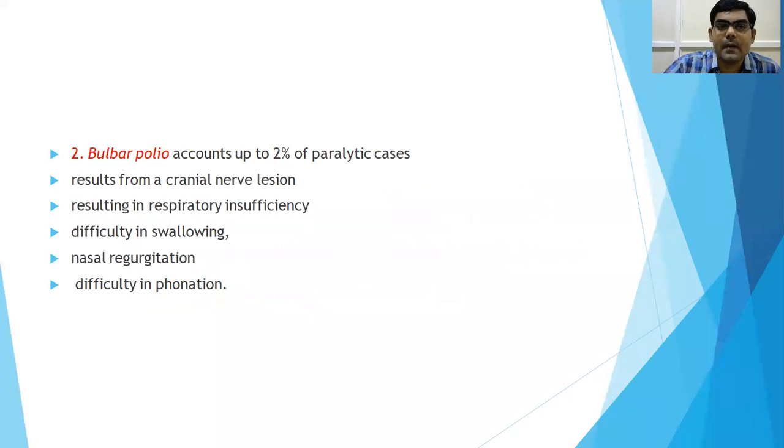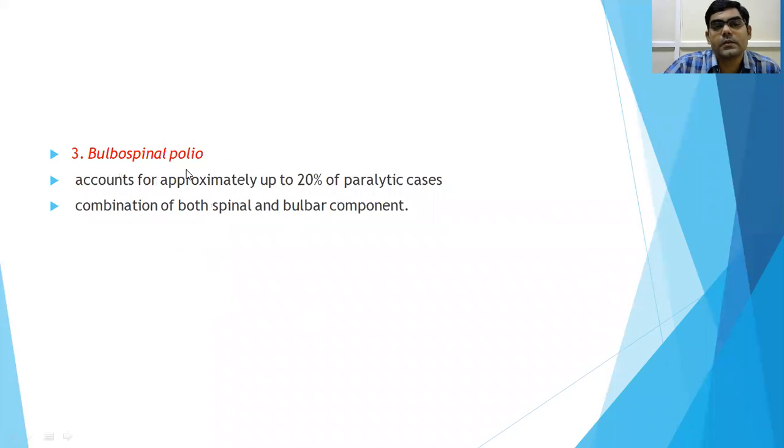So the second type is bulbar poliomyelitis, which involves the cranial nerves, including the vagus nerve. What happens? Respiratory insufficiency. There will be difficulty in swallowing, nasal regurgitation, and difficulty in phonation. And bulbospinal means a combination of both spinal and bulbar. It occurs in up to 20% of paralytic cases.